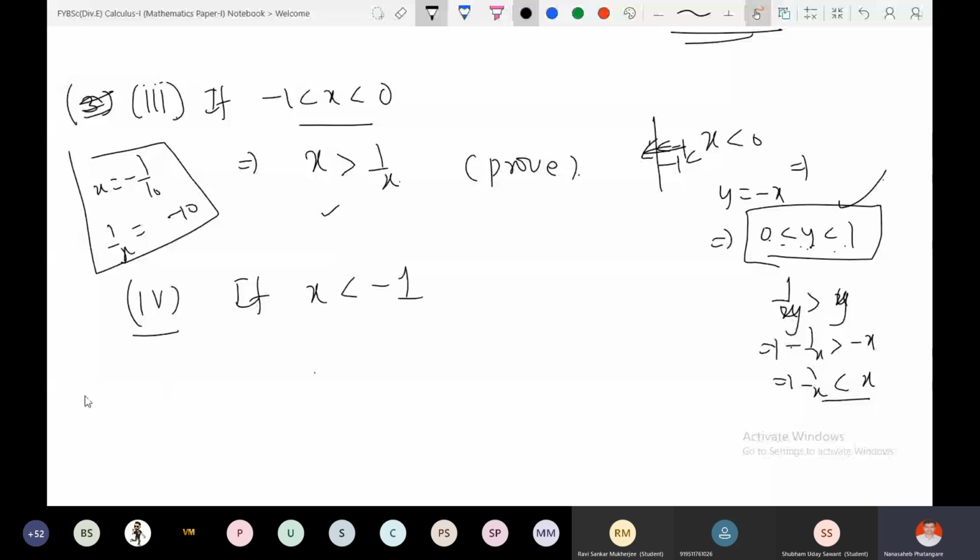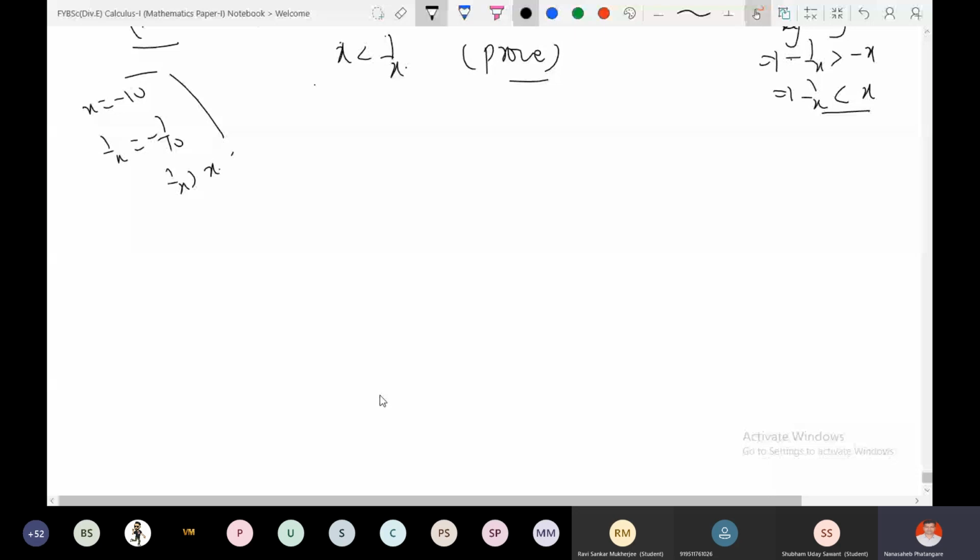And what happens? Just think about x is equal to minus 10. 1 by x is equal to minus 1 by 10. And what happens in this case? 1 by x is greater than x. And so what is true in this case? x is less than 1 by x. And what is the proof? Use the previous case, first case, that is observation. And what is the final conclusion?